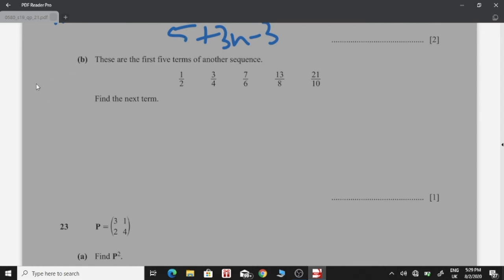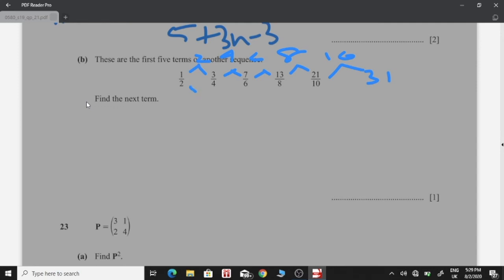Part B, these are the first 5 terms of another sequence. Find the next term. Okay, so the difference between 1 and 3 is 2. The difference between 7 and 3 is 4. Similarly, the difference between 13 and 7 is 6. And here it is 8. So the difference is increasing by 2. And the next difference should be 10, which would give us the numerator as 31.